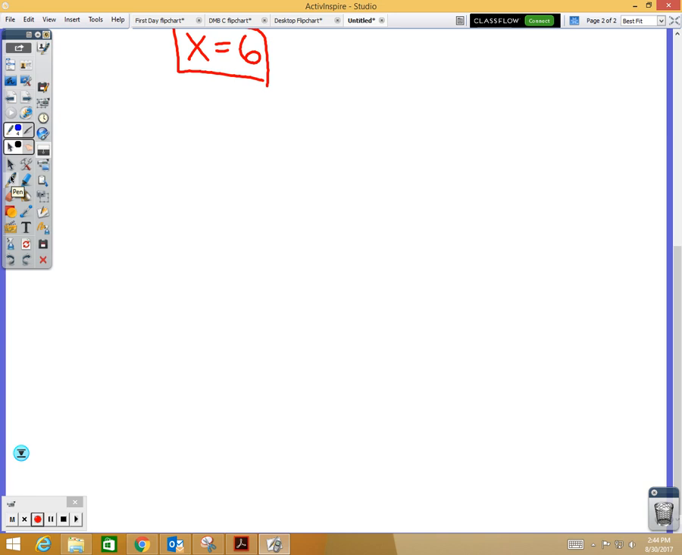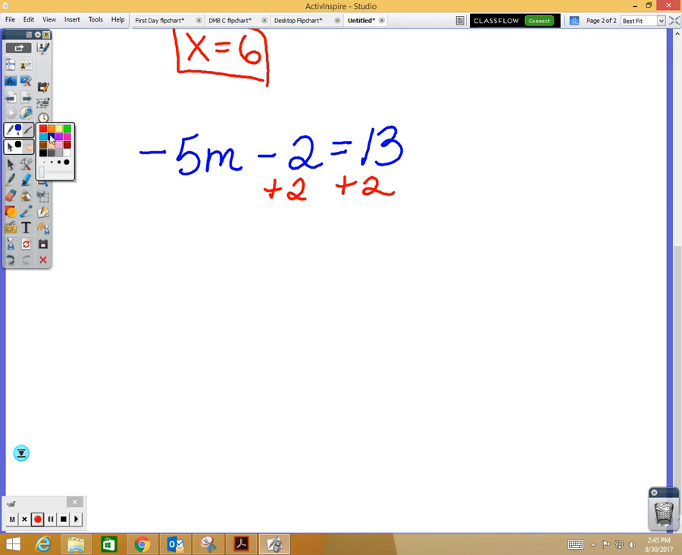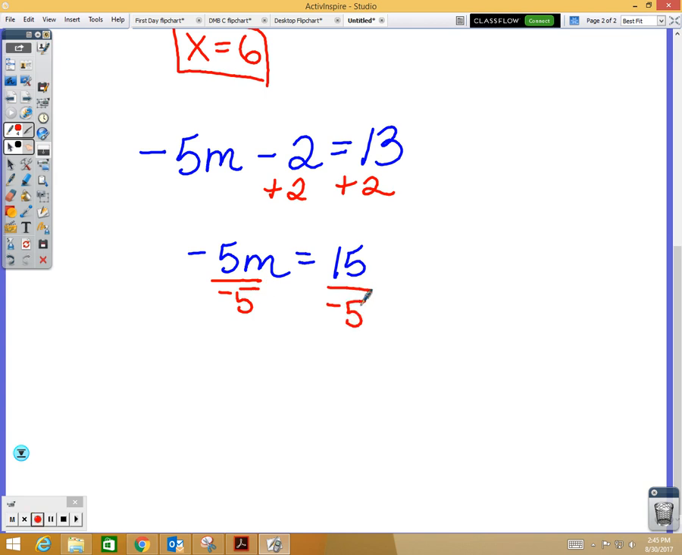Let's say negative 5m minus 2 equals 13. What is my first step? Add 2. So that gives me negative 5m equals 15. And then divide by negative 5. So m equals negative 3. Very good.